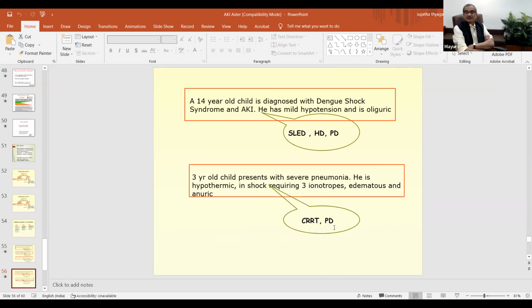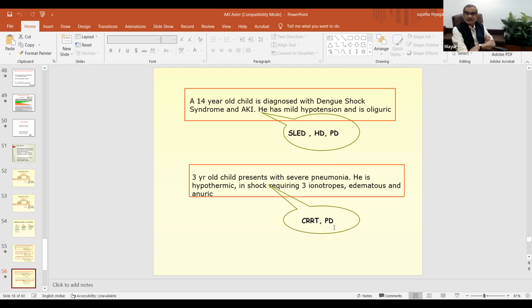A 14-year-old child is diagnosed with dengue shock syndrome and AKI. He has hypotension and is oliguric. He has mild hypotension, so it's borderline. It requires intensive management of hemodynamic status, but it is manageably maintained. Compared to the next patient, which we'll come to later, in such a situation when the hemodynamic status is not all that bad, but the patient requires dialysis support, SLED is a good choice.